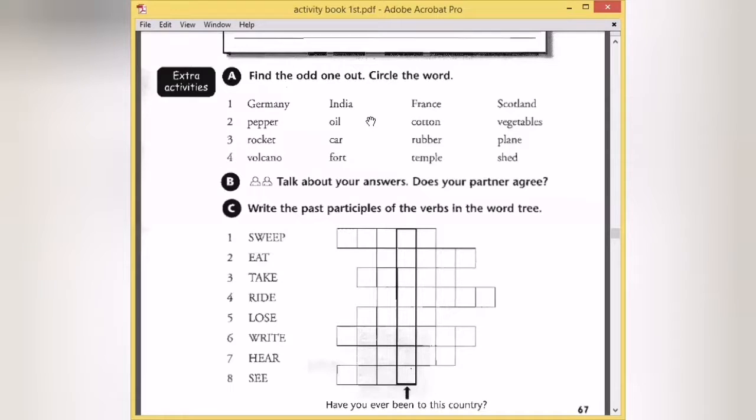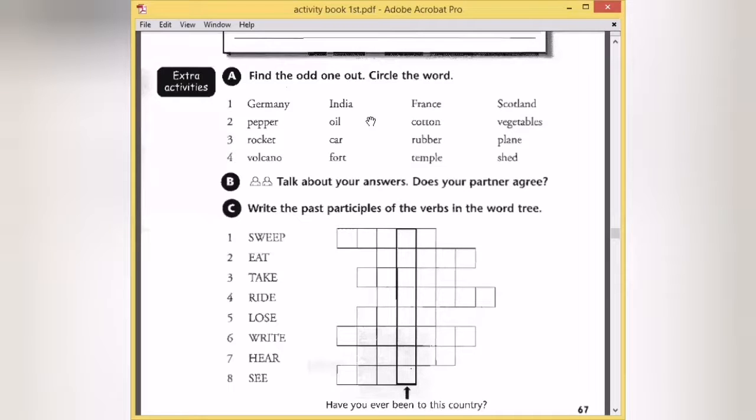So now number 2, pepper, oil, cotton, vegetables. Which one is odd? Oil, because it does not grow. It's not a plant, right? Number 3, rocket, car, rubber, plane. Awab says rubber. Why? Because it is not a form of transport just like the others.